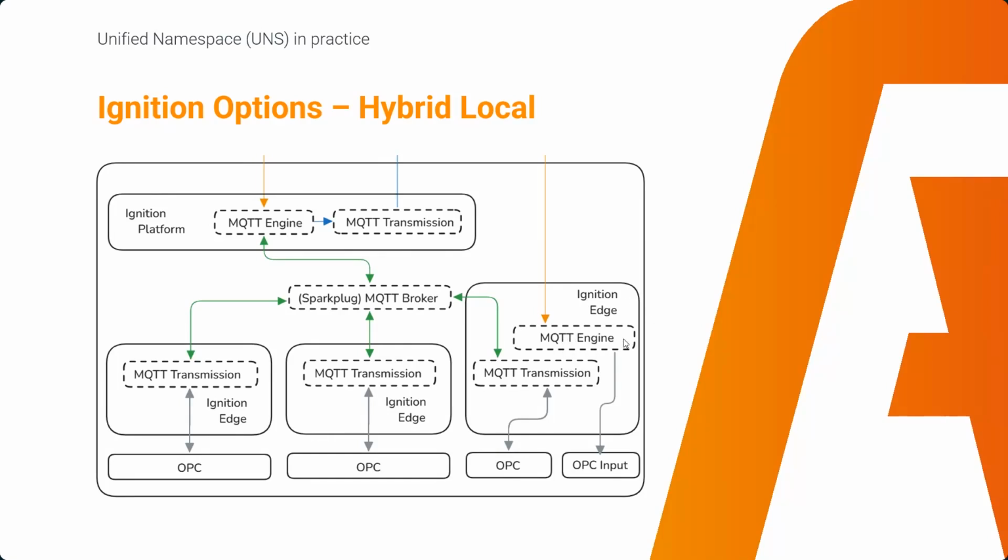However, of course, we would need an MQTT Engine in every Ignition Edge, which is also a business impact. So this is a hybrid local setup where we use SparkplugB communication to an OT broker, and we use flat MQTT to an IT broker.